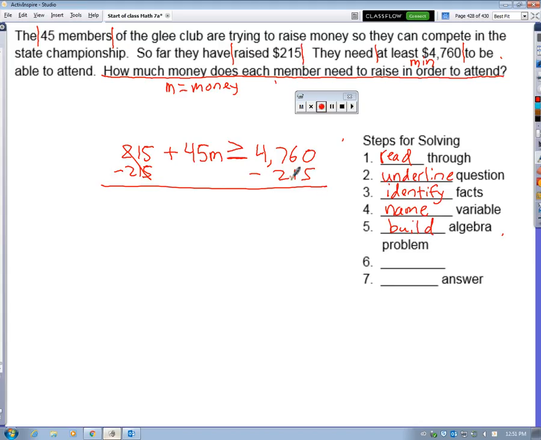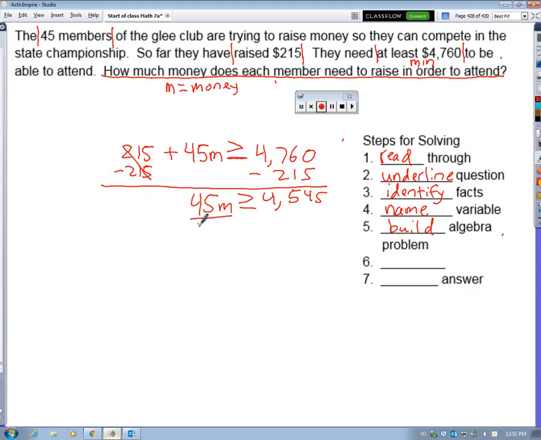4,760 minus 215 is going to get us 4,545. Alright, drop down what we still have left. We still have this symbol, and we still have 45 times M. Now let's find out how much each member needs to fundraise.